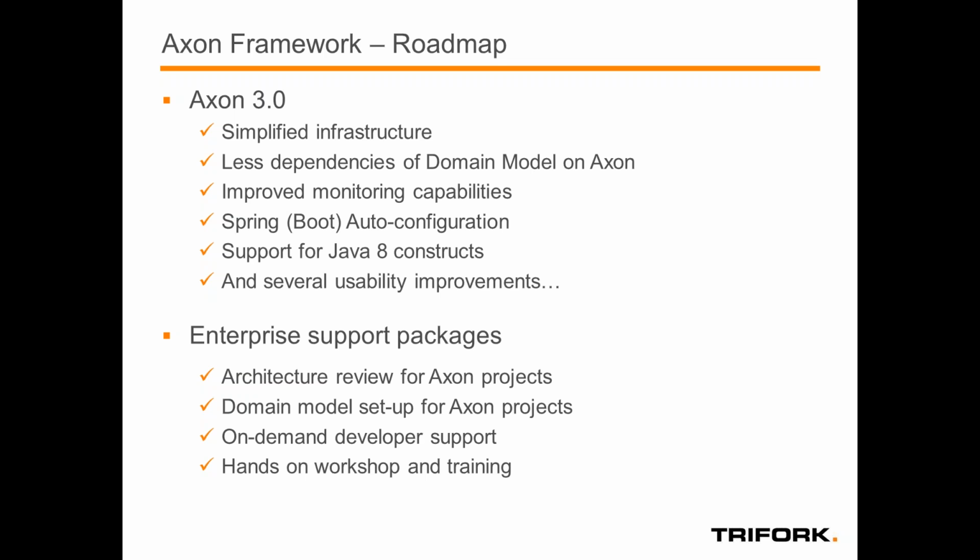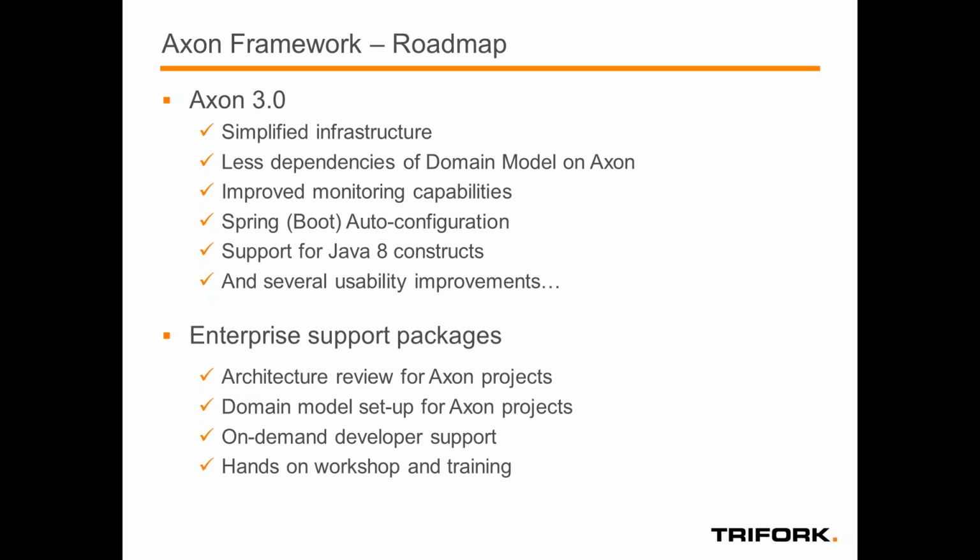Axon 3 will also depend on Java 8. So Java 7 and prior versions are no longer supported in Axon 3, and that allows us to use the very nice, for example, Lambda expressions that you can use in Java 8, but also the new stream APIs and things like that to have a nicer API for Axon 3.